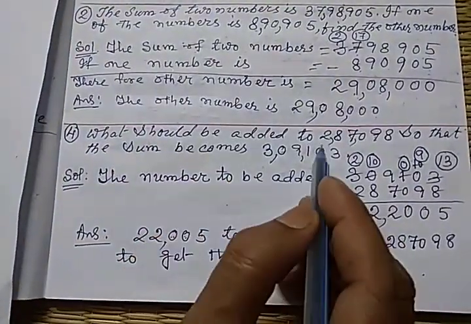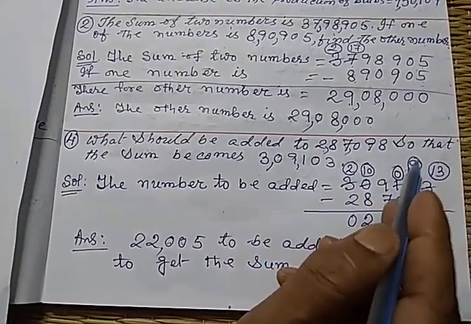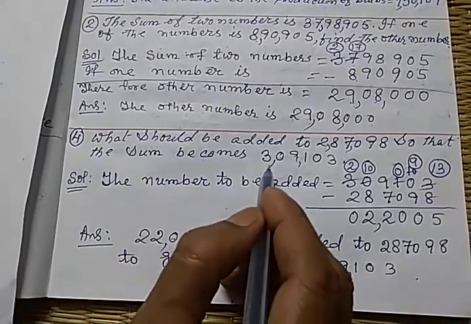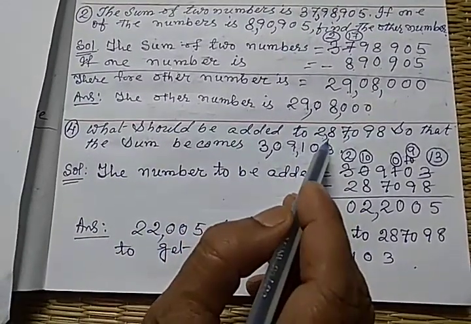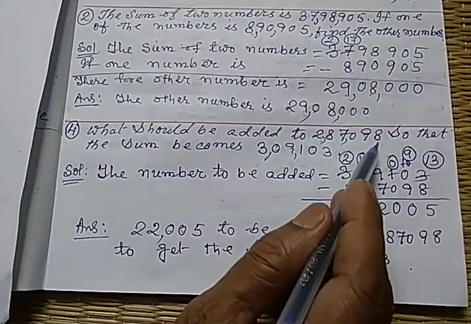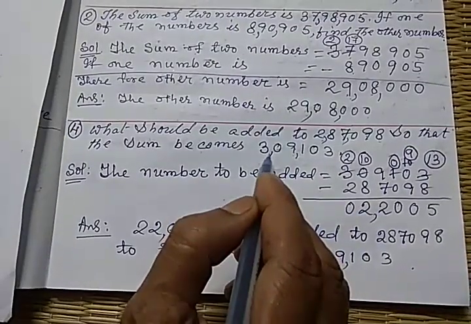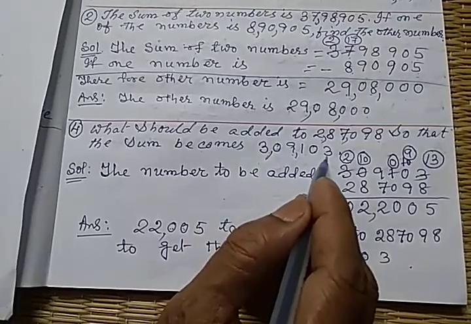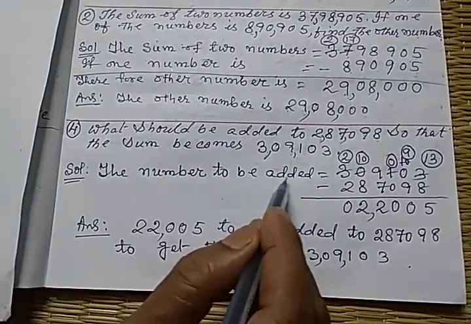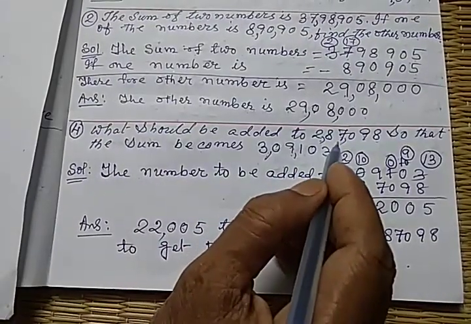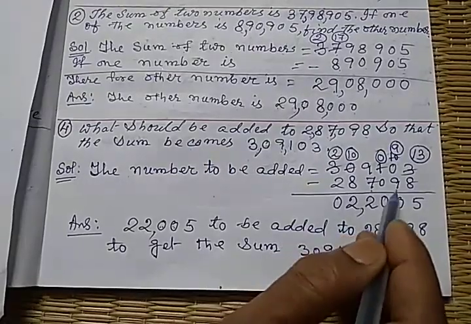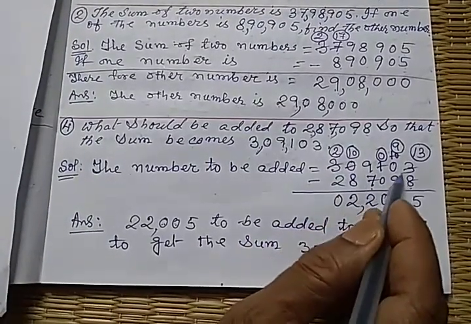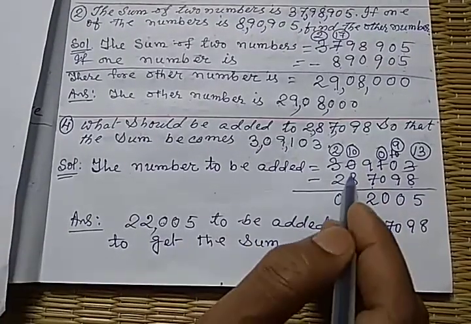Okay, student. Now we will do problem number 4. What should be added to 287,098 so that the sum becomes 309,103? That means after adding some number to 287,098, we have the sum 309,103. So the number to be added with the first number, 287,098, we can find by subtracting 287,098 from the sum of these two numbers.